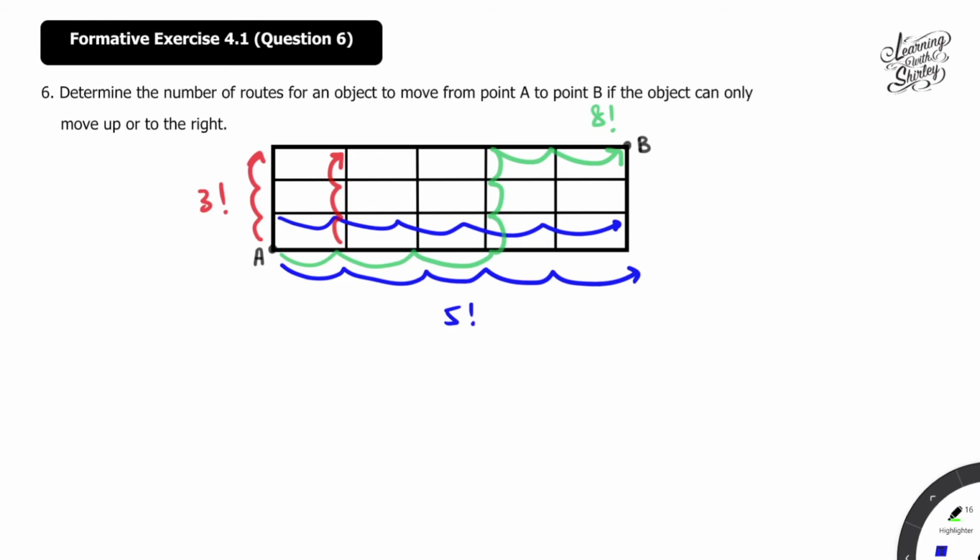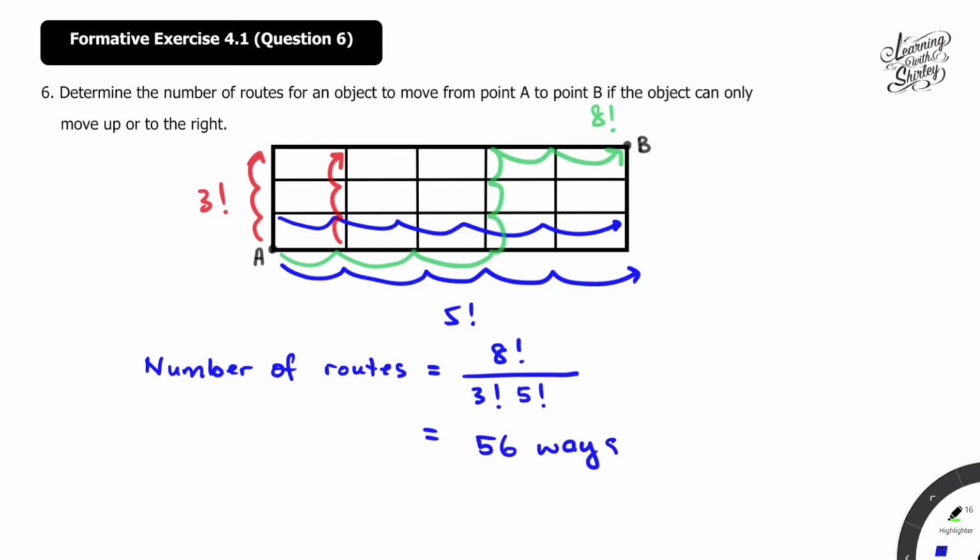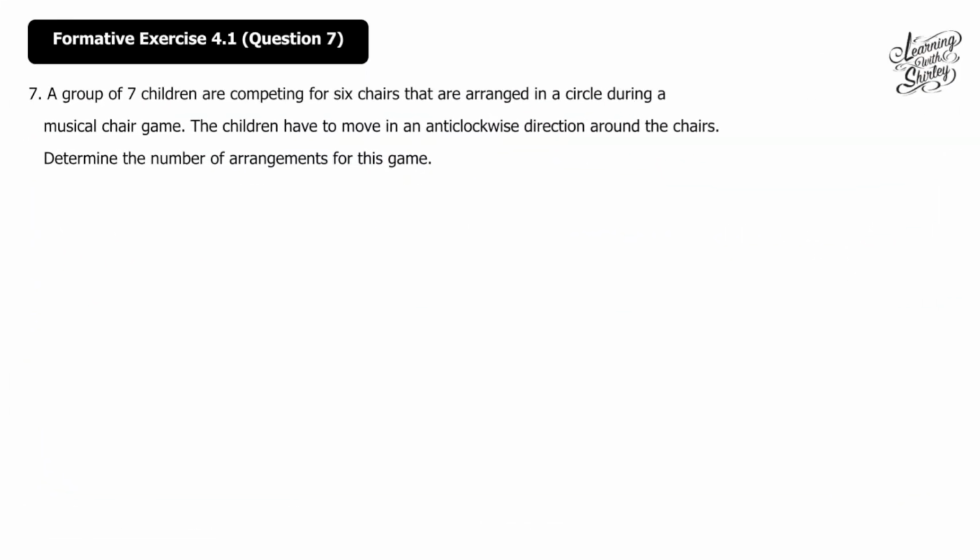So how am I going to do this? The number of routes is equal to, so the total must be 8. You must move 8. It's either 3 upwards and 5 to the right, or up, then right, then up, right, and so on. So it'll be 8 factorial over, because there's a repeat of 3 factorial and also 5 factorial, so 3 factorial times 5 factorial. So it equals 56 ways. And that's the answer.